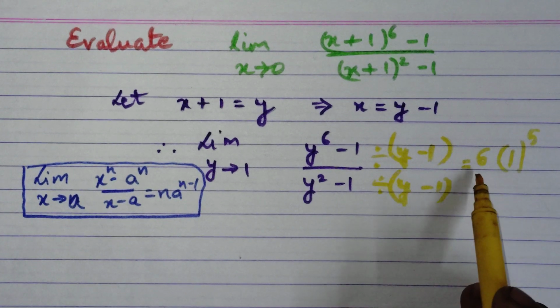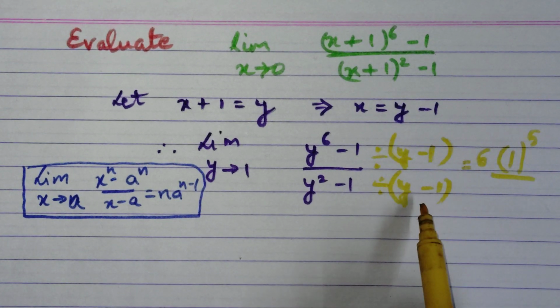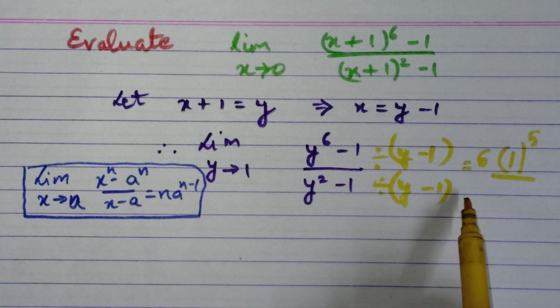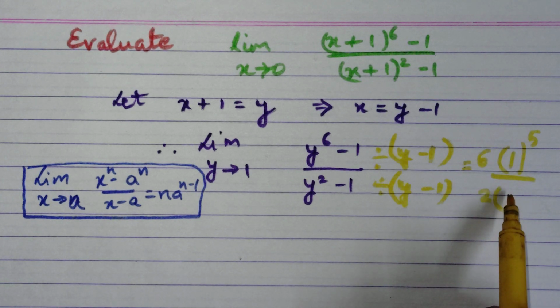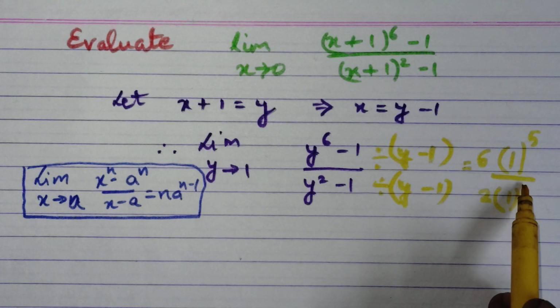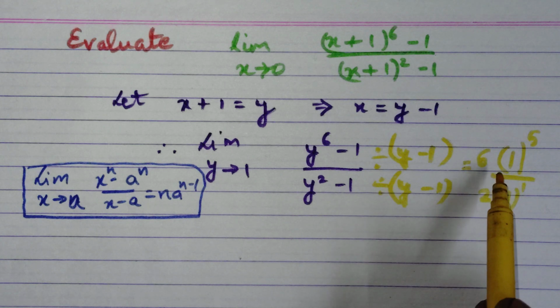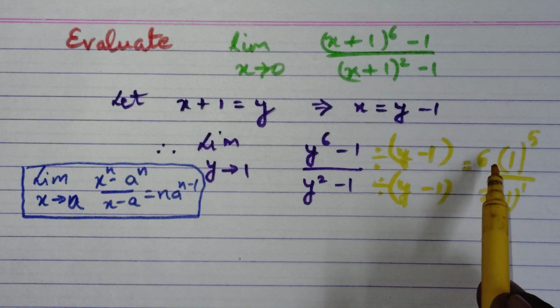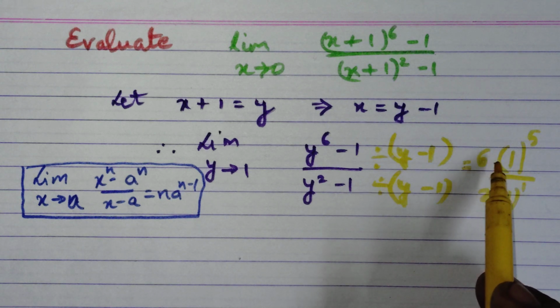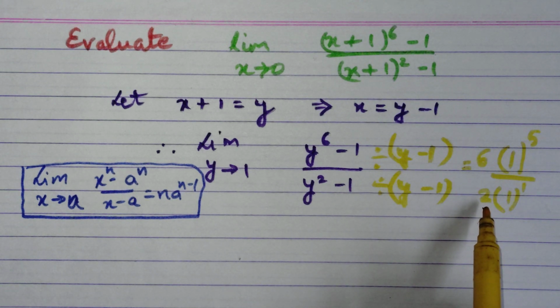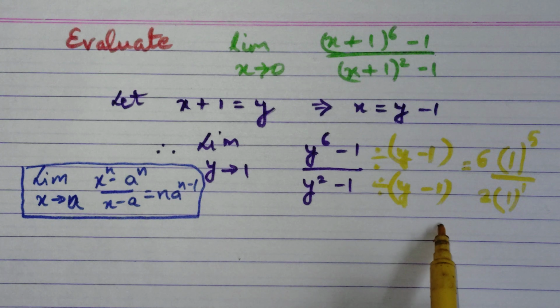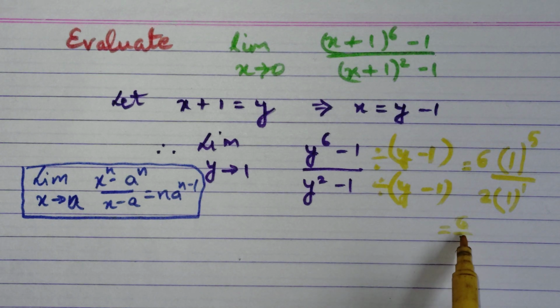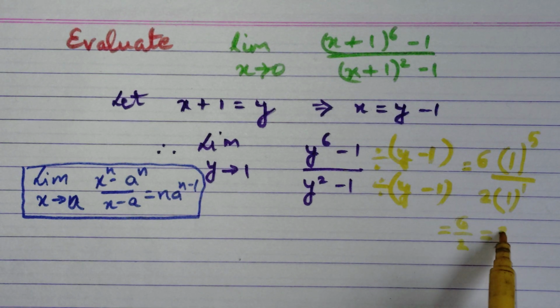Its power is 5. Similarly in denominator, n is 2. So I write 2 times 1 raised to the power 2 minus 1, it means 1. So 1 to the power 5 is 1, and 1 to the power 1 is 1. So the answer is 6 into 1 is 6, and 2 into 1 is 2. So 6 upon 2 is the answer. 6 upon 2, the answer is 3.